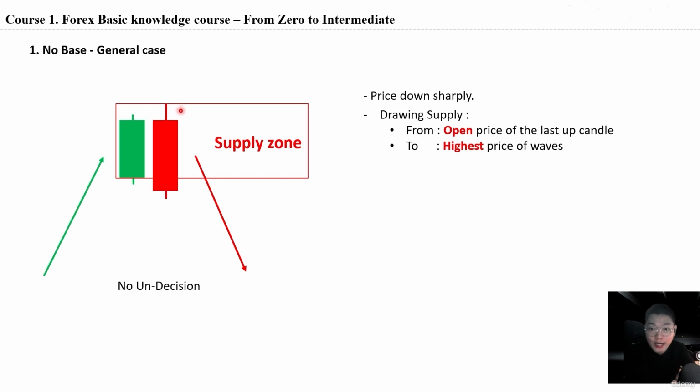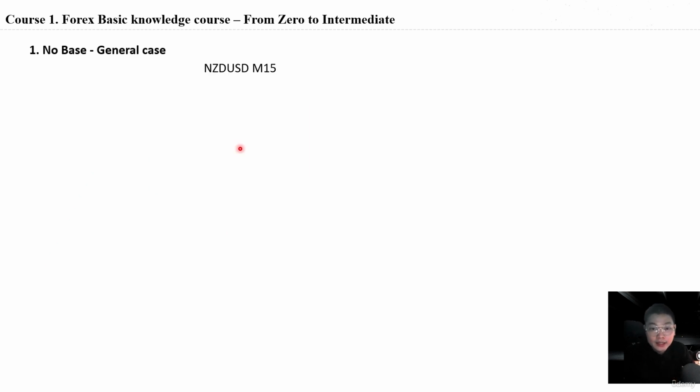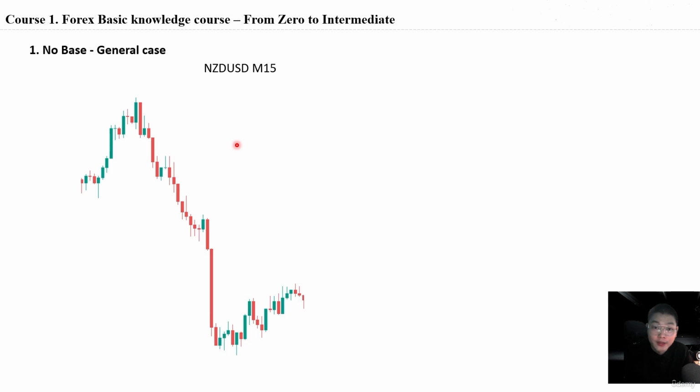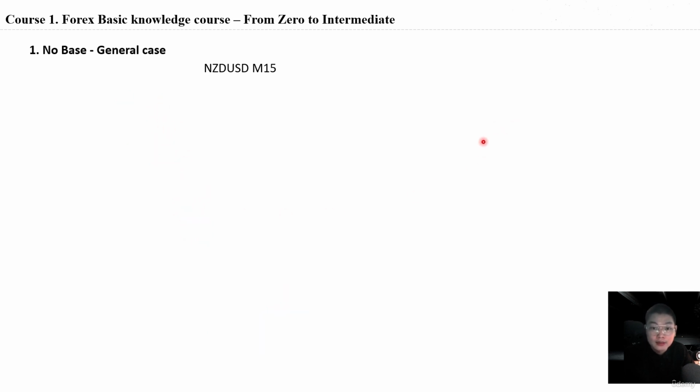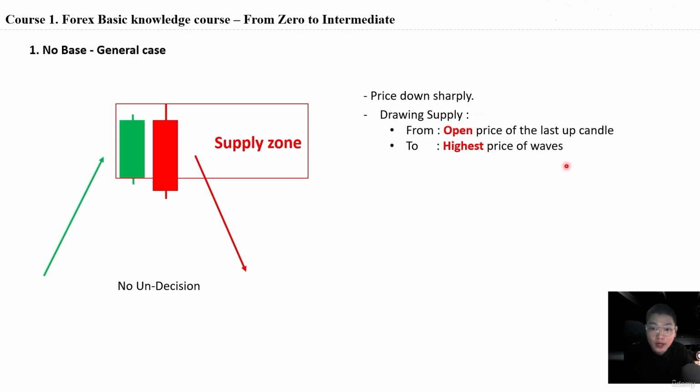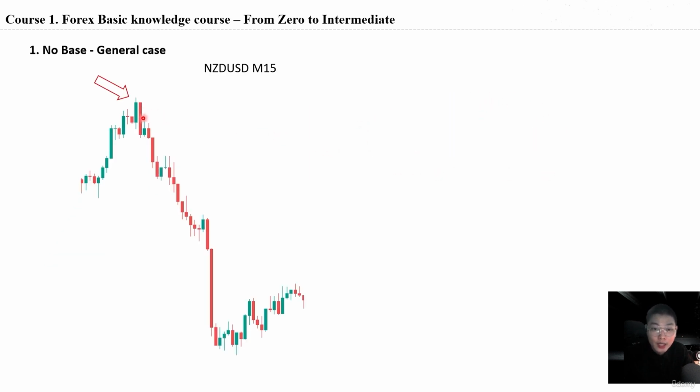And here is the general case of no base. Let's jump to an example to understand the supply zone better. For the general case, here is the New Zealand dollar on the 50 minute time frame, and here is our market structure. You can see on this peak, you can define one last up candle and the first down candle. After the first down candle, price goes down very strongly. It means the first condition is okay, and we need to draw the supply zone at this level. We draw from the open price of the last up candle to the highest range.